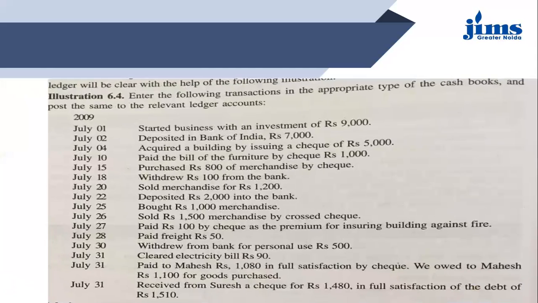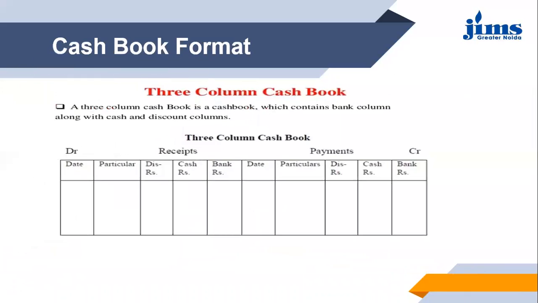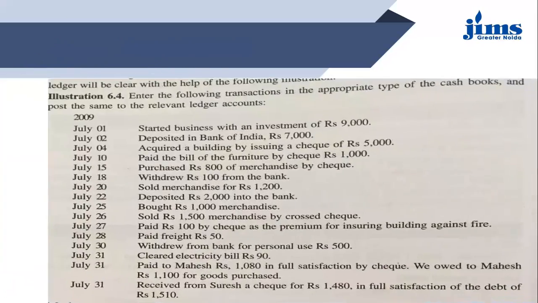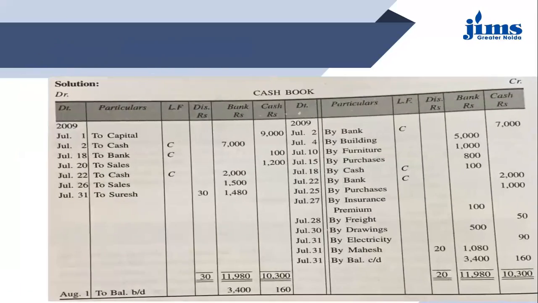And the last entry here is received from Suresh a check for 1480 in full satisfaction of the debt of 1510. So received from Suresh, it is a debit side entry. So we will see to Suresh 1480, and as per the due amount, 30 rupees discount is effective in this case. So it is 30 rupees under the discount column.